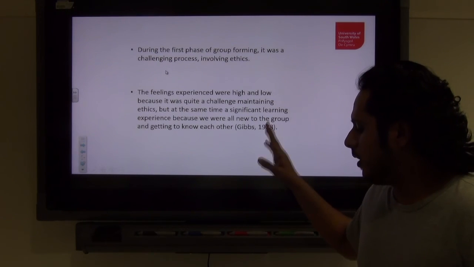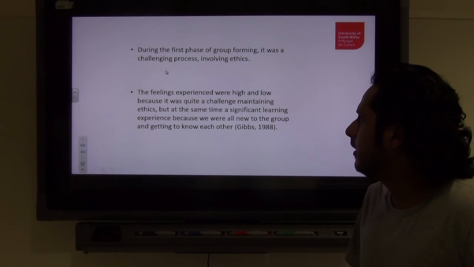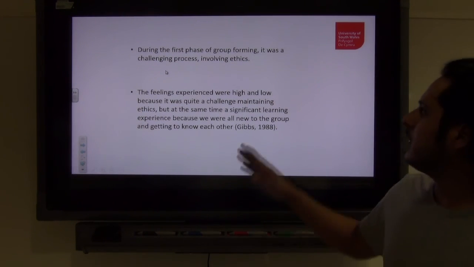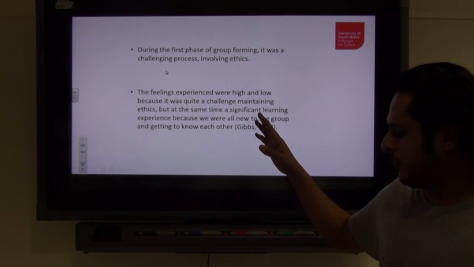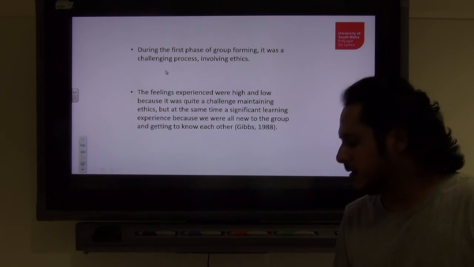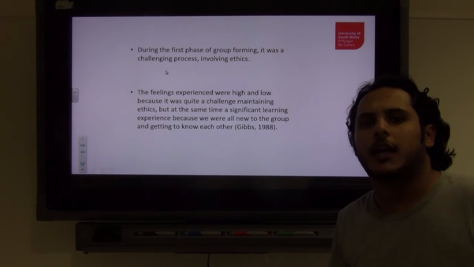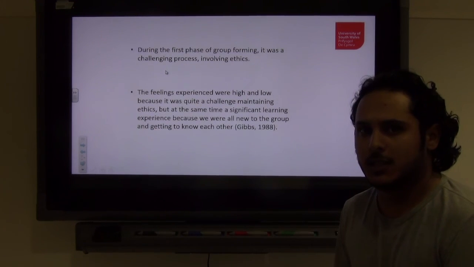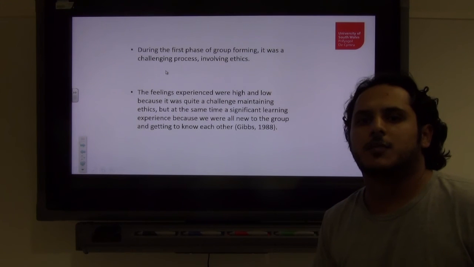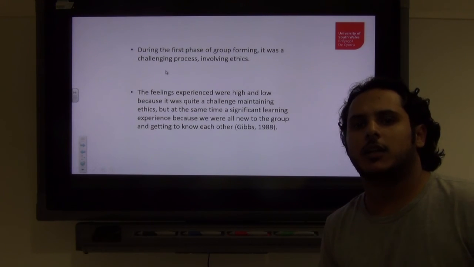Tuckman's framework is forming, storming, norming, and performing. During the first phase, group forming, it was a challenging process in terms of ethics. The feeling experiences were high and low because it was quite a challenge in management ethics. But at the same time, a significant learning experience because we were all new to the group and getting to know each other.